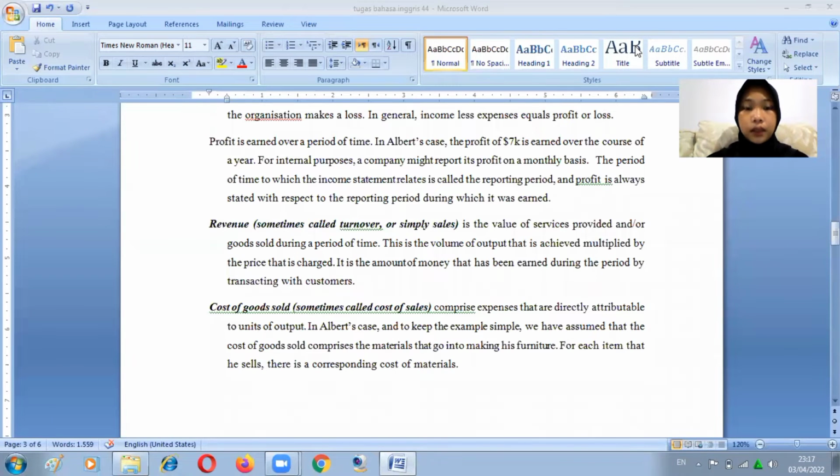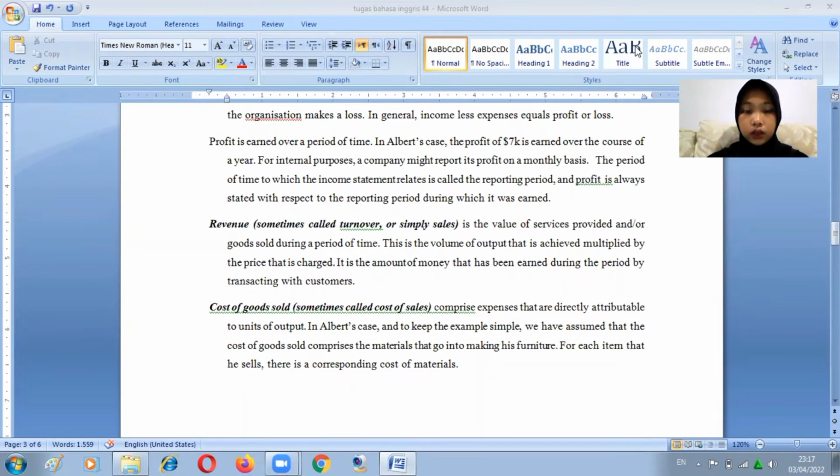Revenue, sometimes called turnover or simply sales, is the value of services provided and or goods sold during a period of time. This is the volume of output that is achieved multiplied by the price that is charged. It is the amount of money that has been earned during the period by transactions with customers.